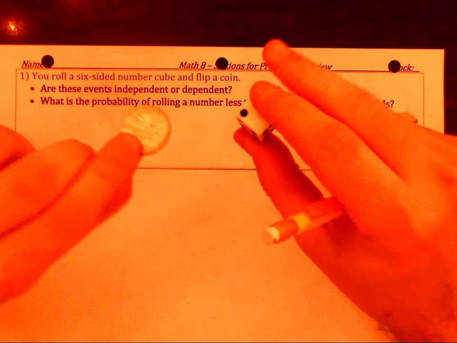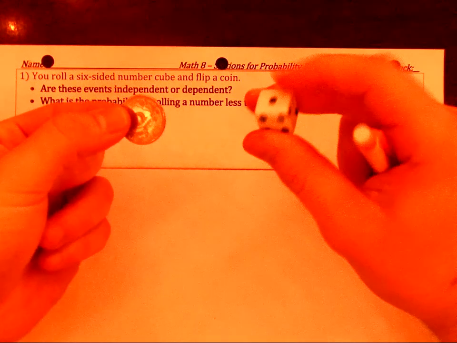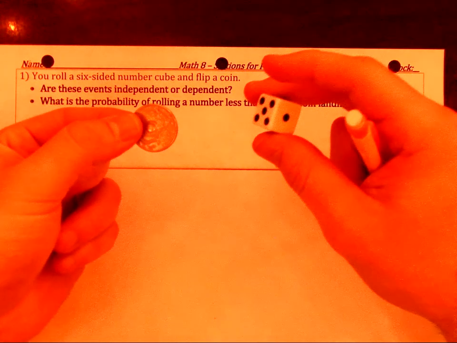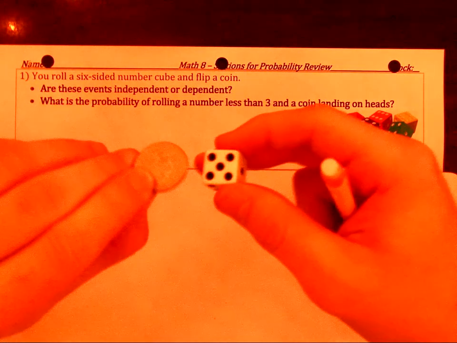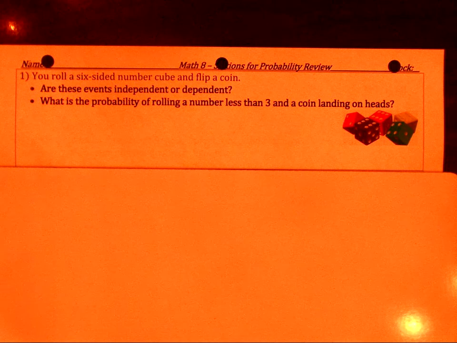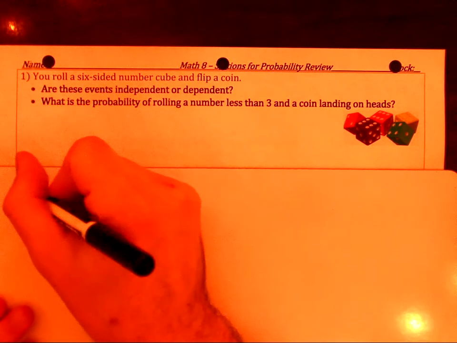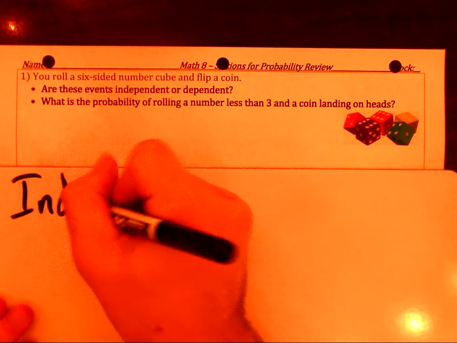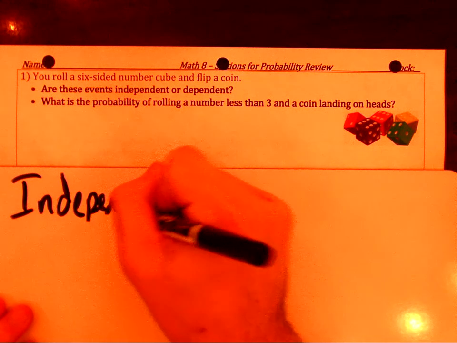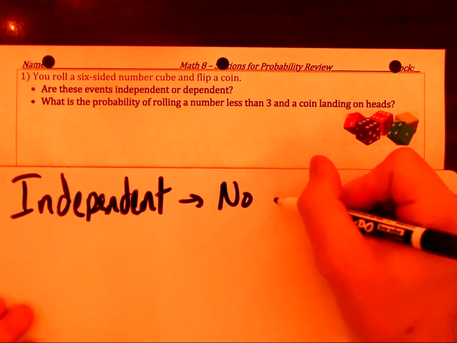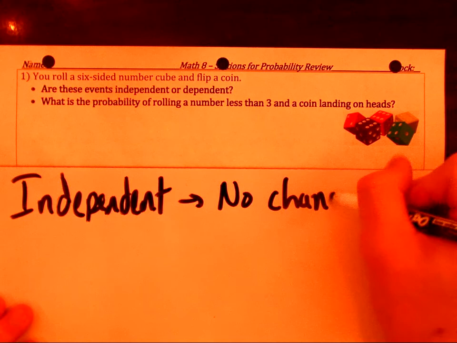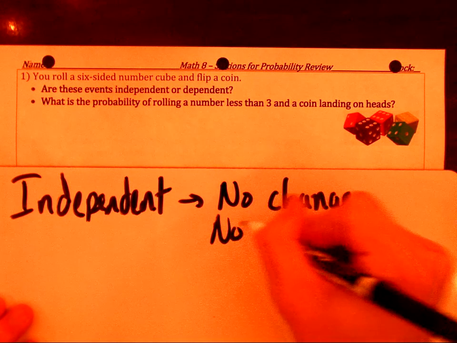So we're seeing, okay, as you roll or flip these, are they affecting one another? Meaning, does one of these sides fall off of the number cube? No. Does one of the sides fall off of the coin? It does not. And so we know that these are independent. And then what does that mean again? Independent. That just means no change or no effect.